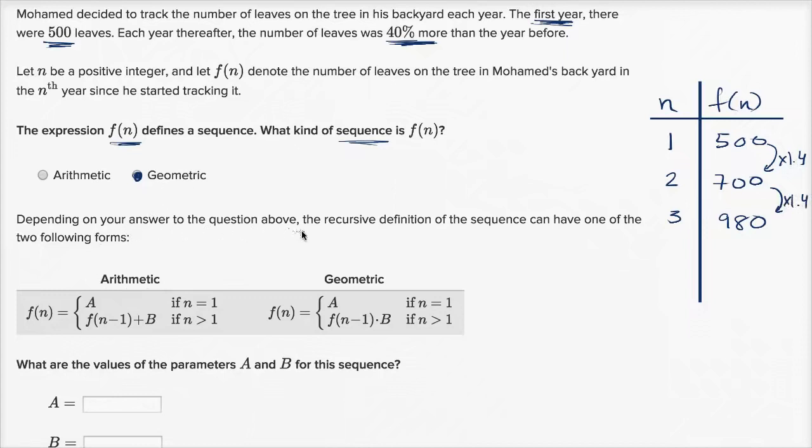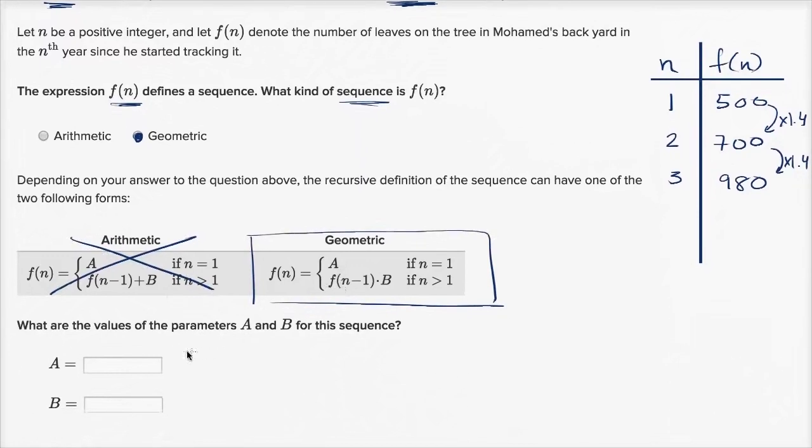Depending on your answer to the question above, the recursive definition of the sequence can have one of the following two forms. Well, this is the arithmetic form, which we know isn't the case, so it's going to be in the geometric form. And then they ask us, what are the values of the parameters a and b for the sequence? So we have our base case here. f of n is going to be equal to a when n is equal to 1. Well, we know that when n equals 1, we had 500 leaves on the tree. So this a over here is 500. So a is 500.